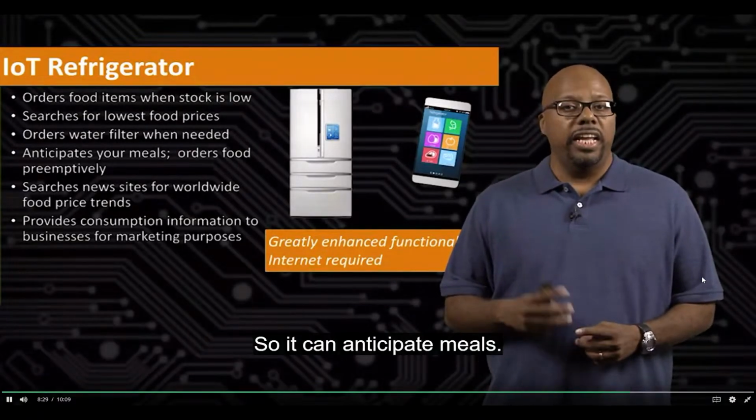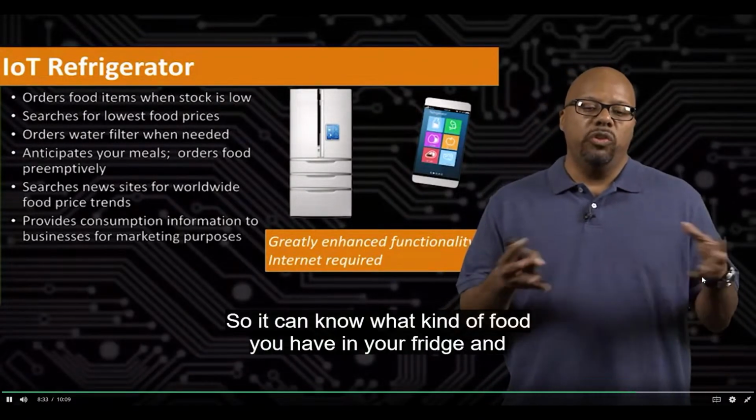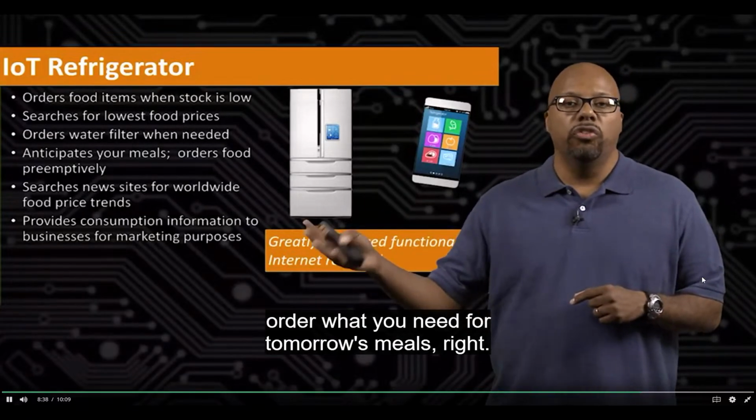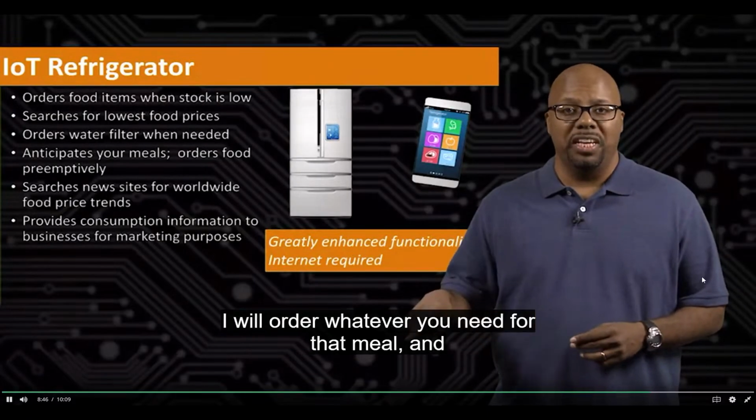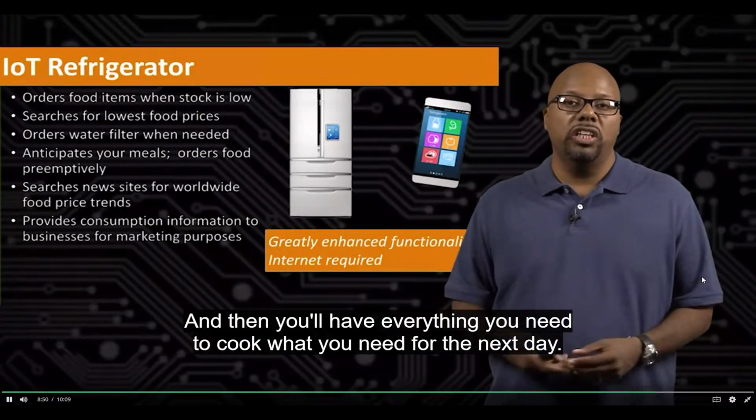It could anticipate meals. It could be predictive. It can know what kind of food you have in your fridge and order what you need for tomorrow's meals. So it can say, a good idea for food for you tomorrow is this type of meal that you've had in the past. I will order whatever you need for that meal, and it'll appear on your doorstep the next morning, and then you'll have everything you need to cook for the next day.